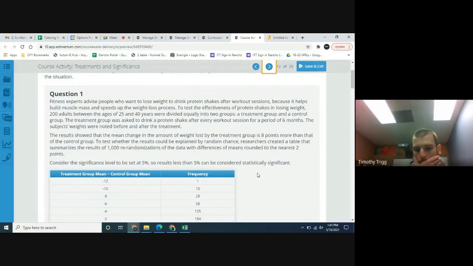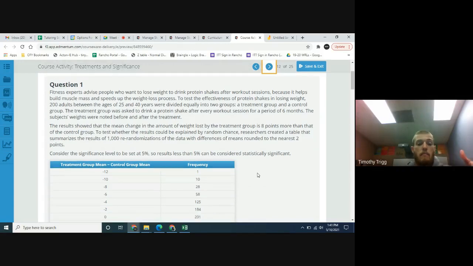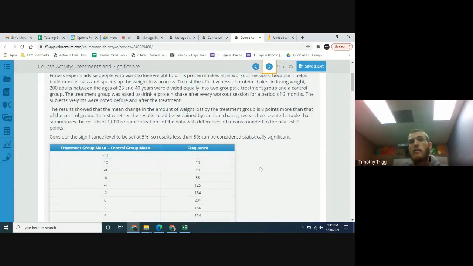So what does that mean? Again, statistically significant means that it's unlikely to occur with random chance. In this case, we're doing a 5% significance level, meaning that if results are less than 5%, given random chance, those sorts of results would be less than a 5% chance to happen.